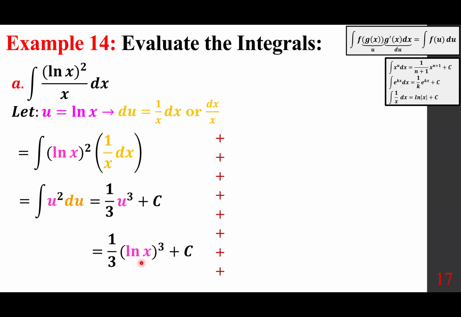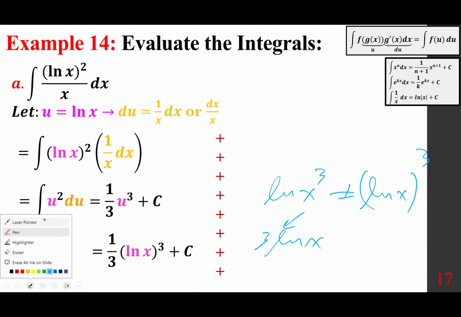Please understand, ln x to the third power means ln x times ln x times ln x. Do not mix up this one with this one. Okay, this is the same as 3 ln x, okay? So you must put it in parentheses and raise it to the power of 3. Two different things here.